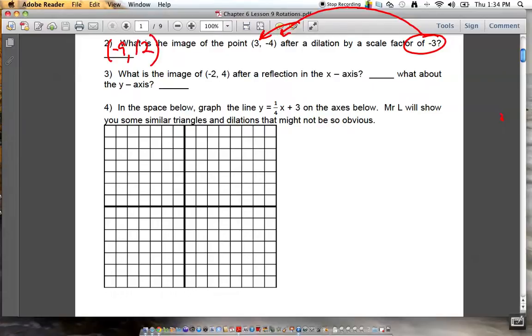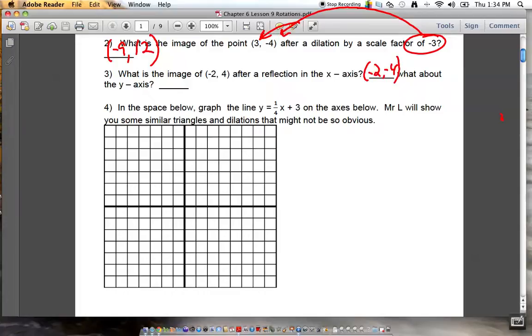Next, what's the image of (-2, 4) after a reflection in the x-axis and then the y-axis? You could remember that when you reflect over the x-axis, the x stays the same, and that would give you (-2, -4).